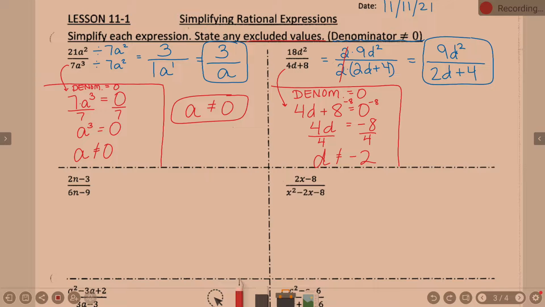So we solved it and came up with d equals negative 2, but what it really means is that d cannot equal negative 2. Because here's the deal. If I put negative 2 in here, 4 times negative 2 is negative 8. Negative 8 plus 8 is 0. You can't divide by 0. If you try to divide by 0 in your calculator, it's going to tell you error. So that is the excluded value.